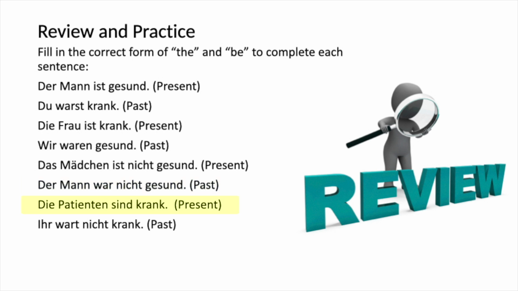"Die Patientinnen sind krank." This is present tense, and Patientinnen is a plurality of patients. That en ending is kind of like in English words children or oxen or brethren. That tells you it's plural. And finally, "ihr wart nicht krank." This is the past tense.